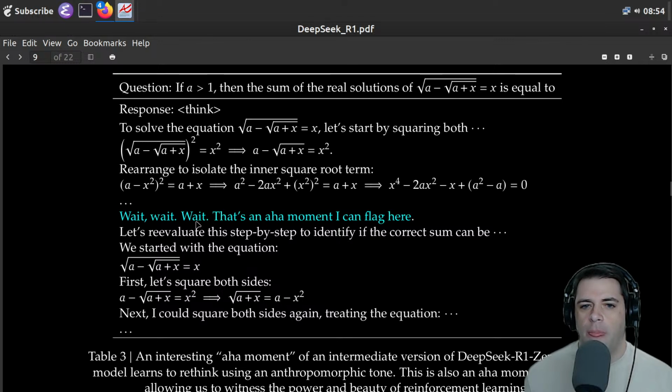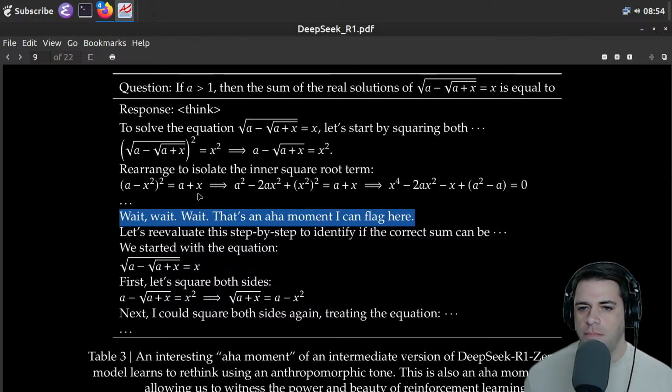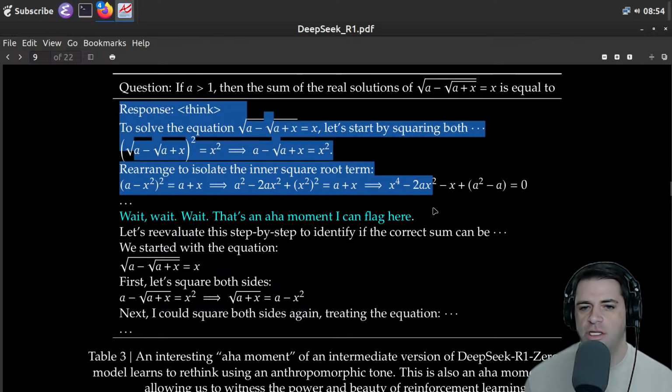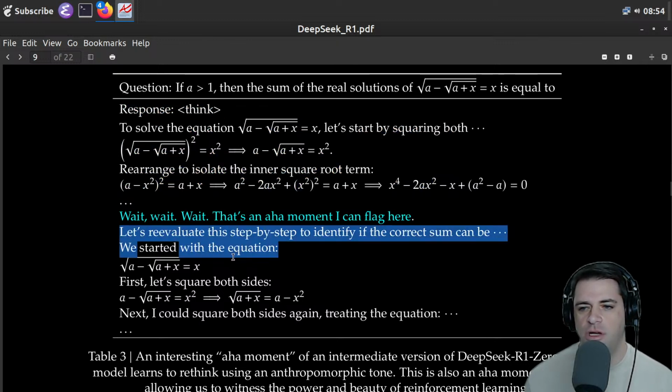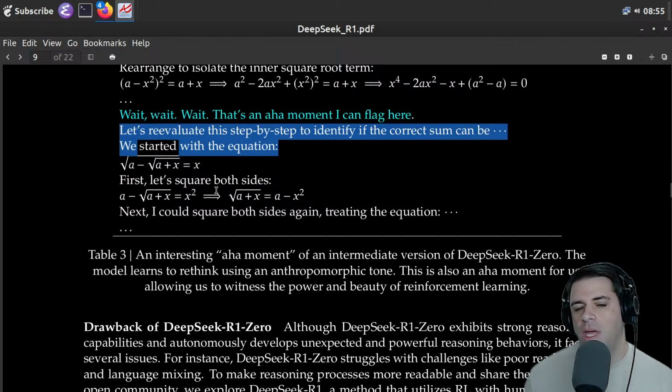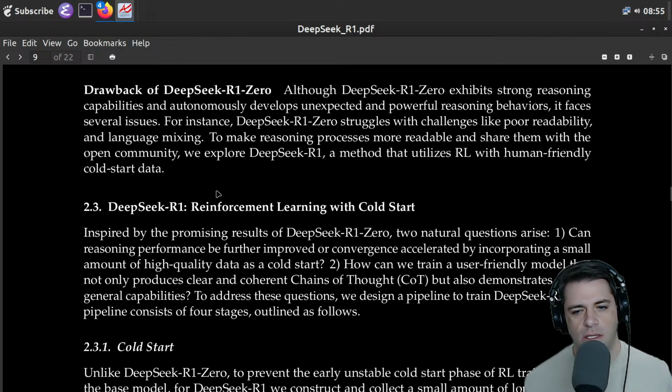So where's Table 3? And so here, I assume that this is maybe added by the researchers, but it tries to solve this equation and rearranges, and then it says, "let's reevaluate this step by step to identify the correct sum," and so on. And so, I mean, that is interesting. You do see that in DeepSeek.